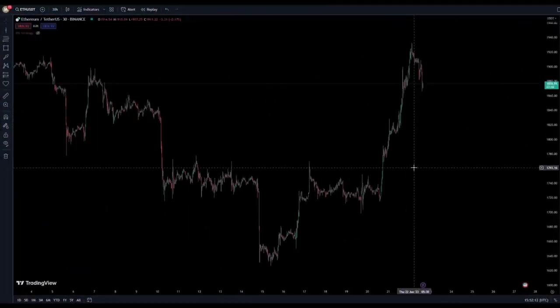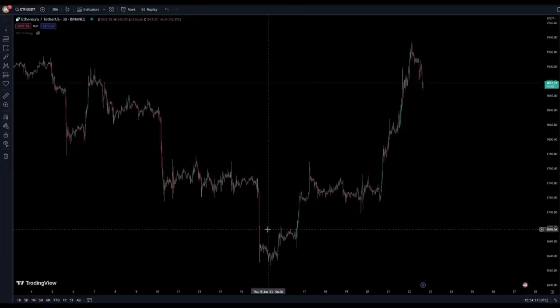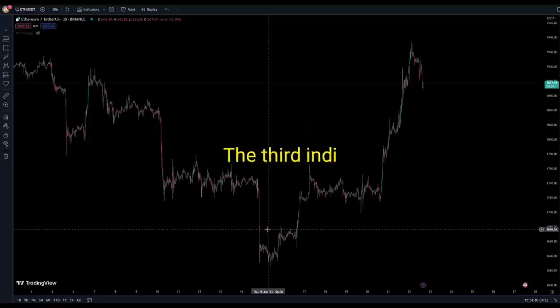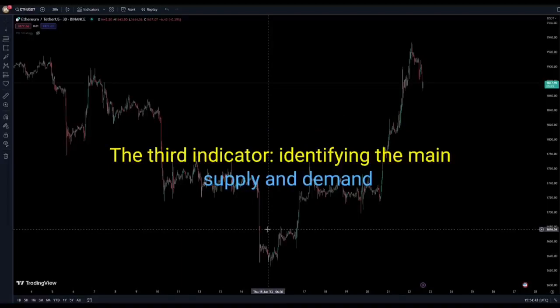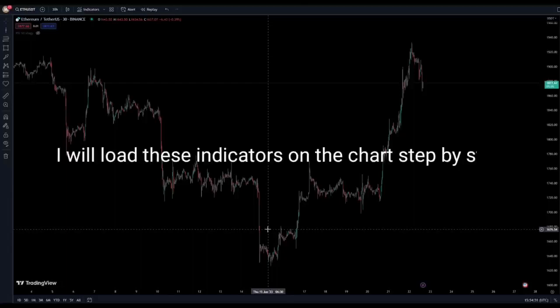So, as mentioned, I will be using three advanced indicators in this strategy. The first one is gonna be an advanced and fully optimized MACD indicator. The second one will be the indicator that ChatGPT has created for me utilizing RSI, which will be the one giving buy-sell signals. The third indicator is gonna be the one locating supply and demand zones for us in order to make our trades efficient. I'll be adding these indicators to the chart step by step.